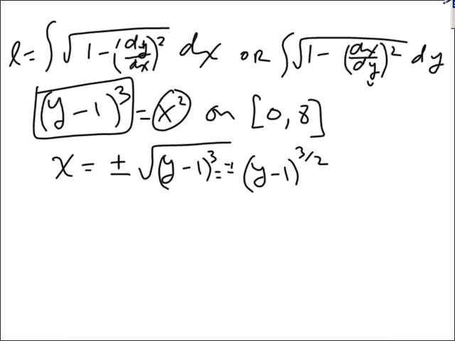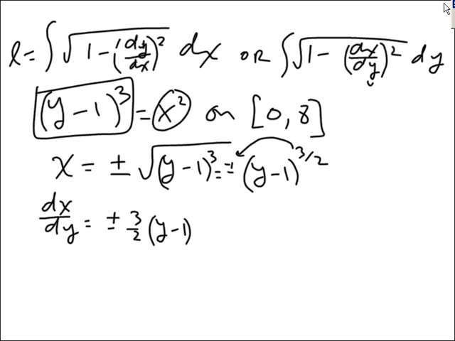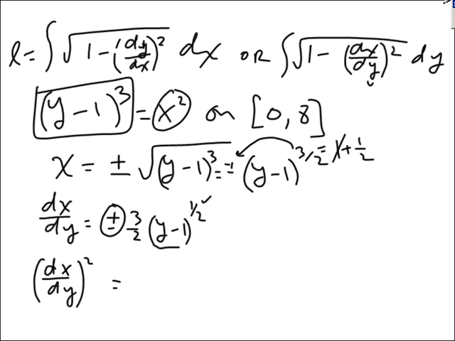Okay, so we have x. Let us find dx/dy. Bring down the constant. You get plus or minus 3/2 y to the negative 1. Make the new power 1 less. 3/2 is 1.5. Make it 1 less. You just get a half, which is what I put. And the derivative of the inside is 1. So that's dx/dy. Don't worry about the plus or the minus, because the formula asks us to square it.